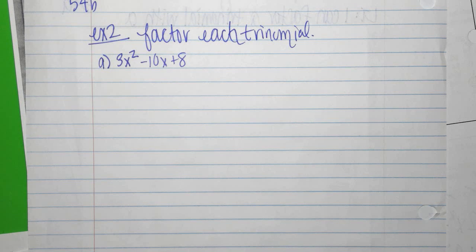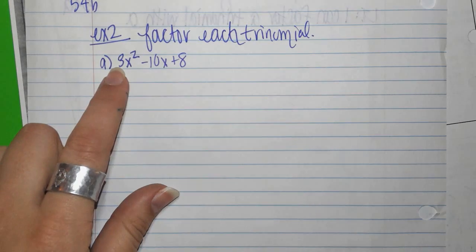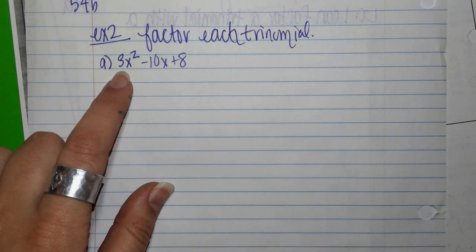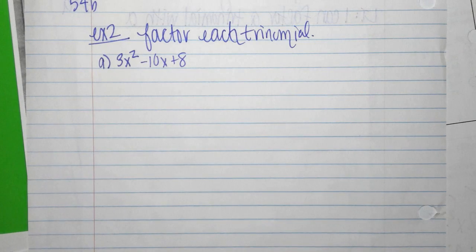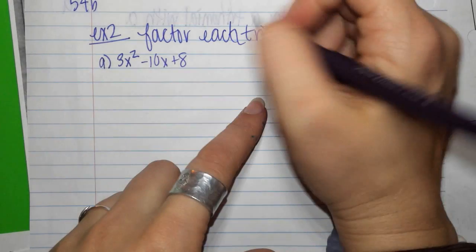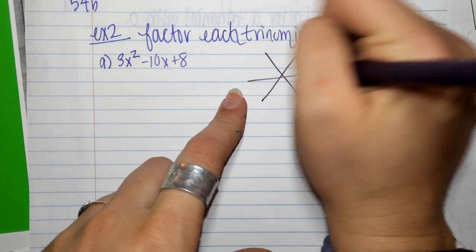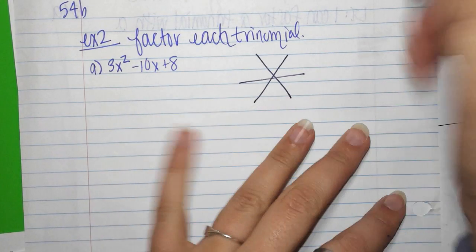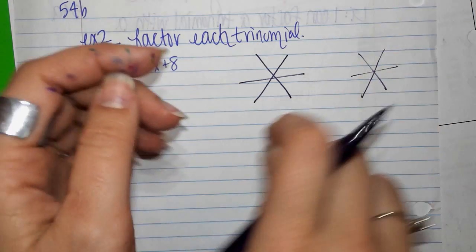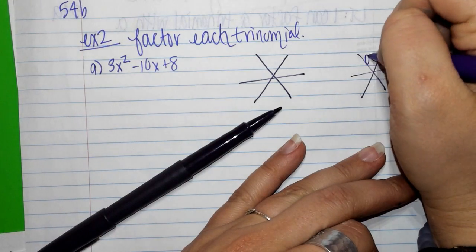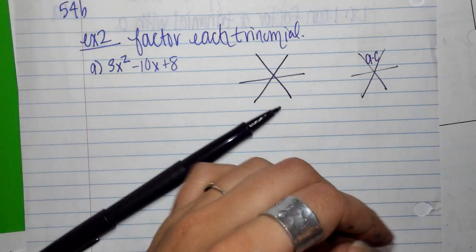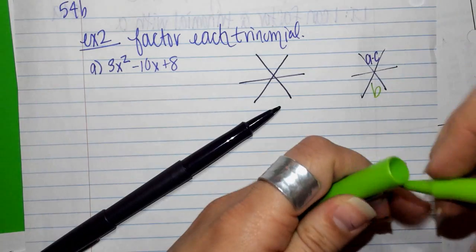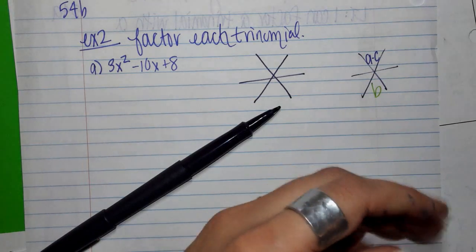Nope. All right, so then we look and see if A equals 1. Does A equal 1? Nope. So if we don't satisfy either of those, we use the star method. Everybody draw your star. If you don't remember what goes into both, rewrite your star on the side of your paper. A times C goes here. B goes here.